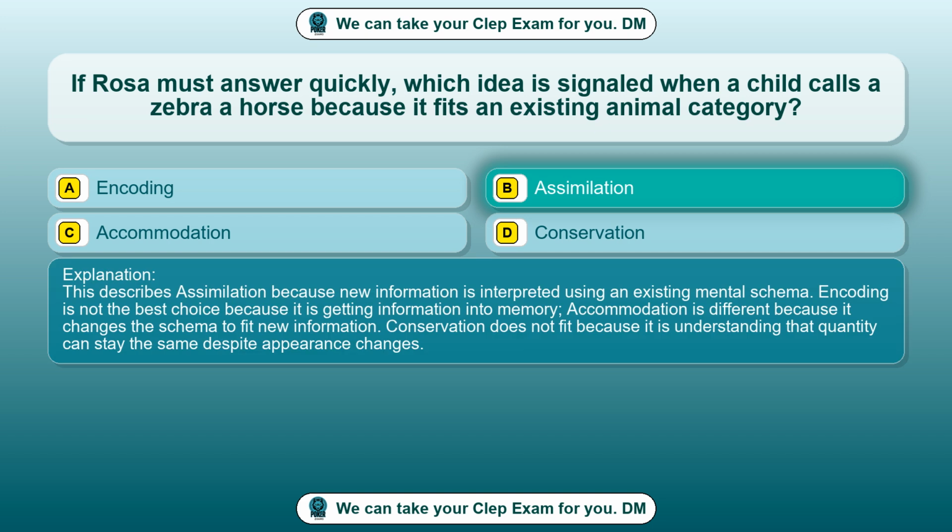This describes assimilation because new information is interpreted using an existing mental schema. Encoding is not the best choice because it is getting information into memory. Accommodation is different because it changes the schema to fit new information. Conservation does not fit because it is understanding that quantity can stay the same despite appearance changes.